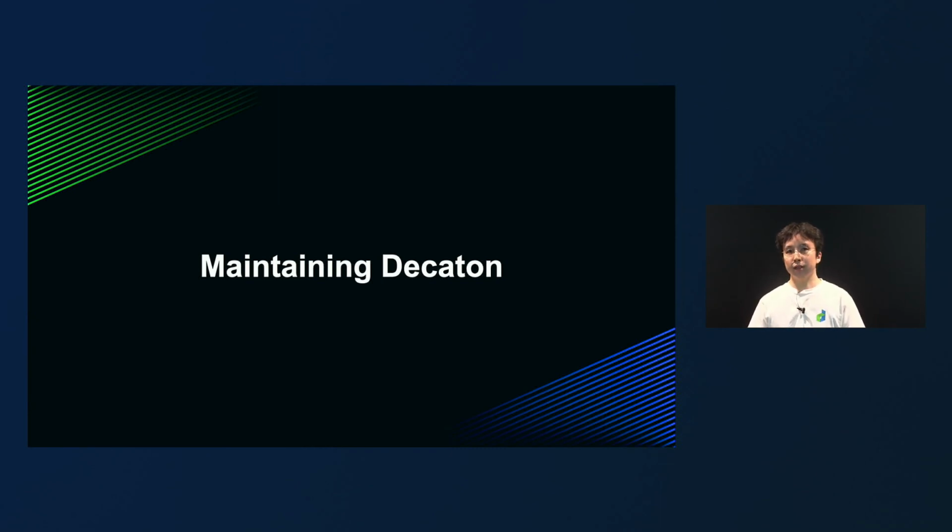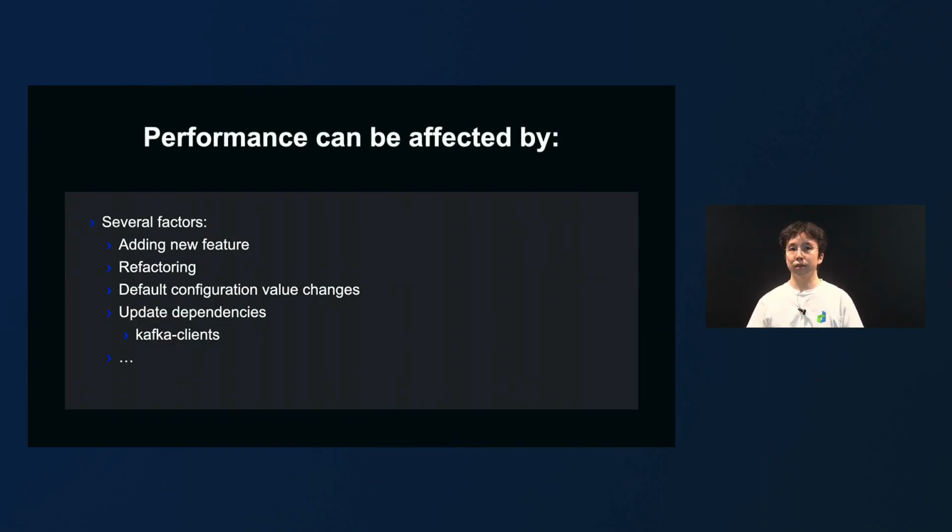Let's talk about our efforts to keep Decaton at high performance in the end. Performance is affected by a variety of factors. For example, adding or refactoring features, changing the default configuration values, and upgrading dependency libraries, such as Kafka clients, can also have an impact.